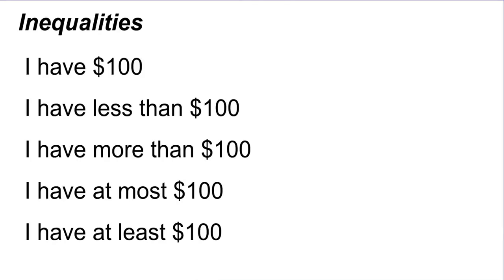So I want to look at these 5 statements, and I want to translate them into a math sentence so we can see what kind of comparison symbols we use to express these ideas mathematically. So the first one, I have $100. If you think of that statement, that means I have exactly $100, and I can't have $99 or $1,000 in my pocket. That's exactly the amount I have. There's only one solution to this, and that is X equals 100. I have exactly $100.